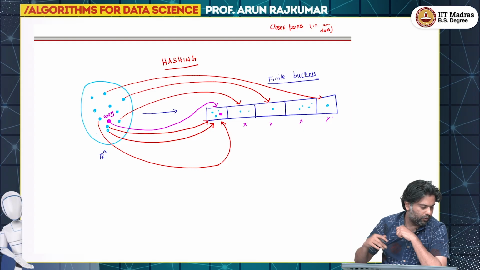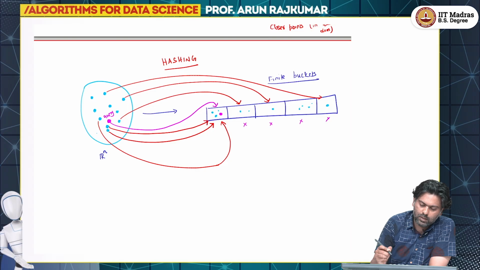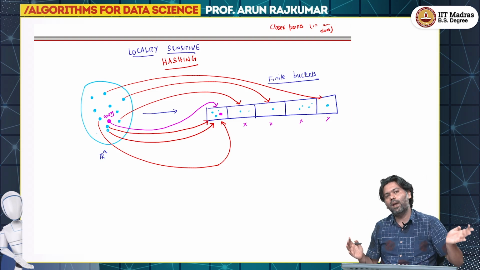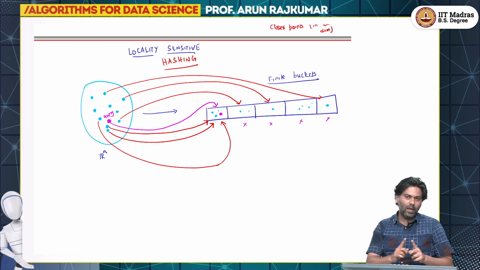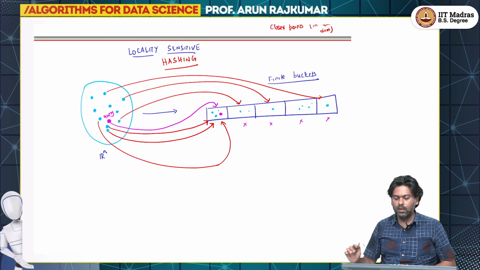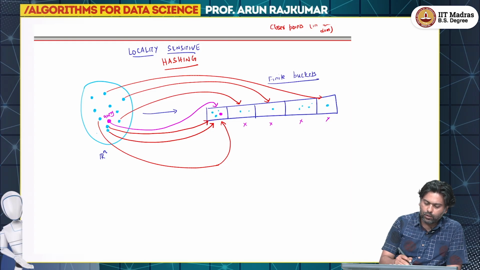So, this type of technique is what is called locality sensitive hashing. The way that we are going to map data points to buckets depends on the locality. The closer ones get mapped to the same bucket. So, that is the intuition.